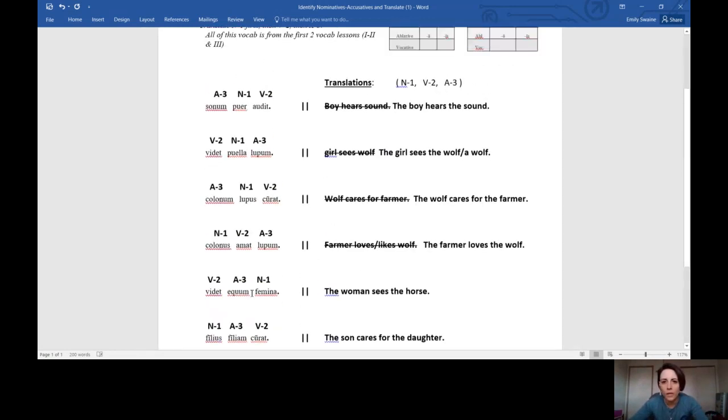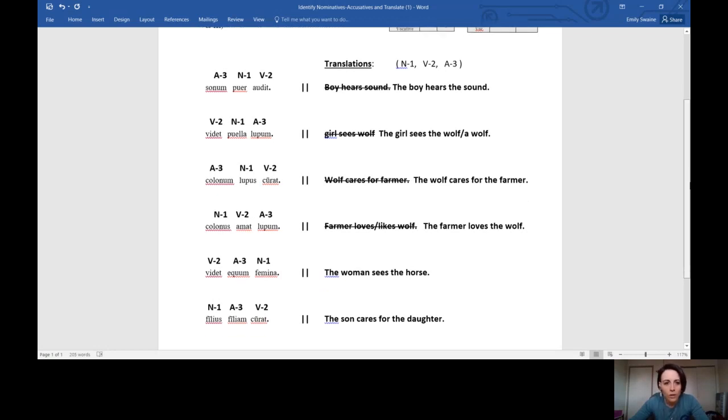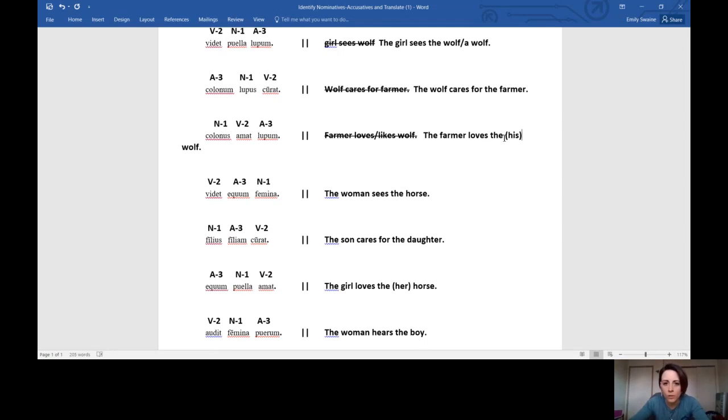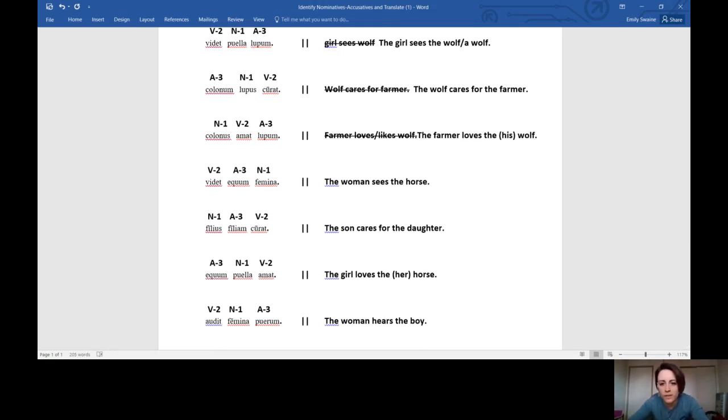Let's go ahead and check one more time over it, okay? So sonum puer audet means the boy hears the sound. Videt puella lupum means the girl sees a wolf. Colonum lupus curat is the wolf cares for the farmer. Colonus amat lupum is the farmer loves the wolf. We could, again, if we wanted to say his wolf here, we could totally say that. That's because it's pretty obvious it's the farmer's wolf. It's not anyone else's, right?